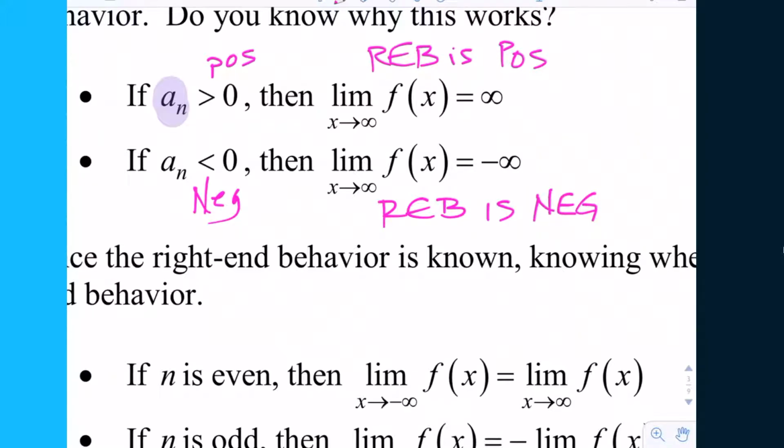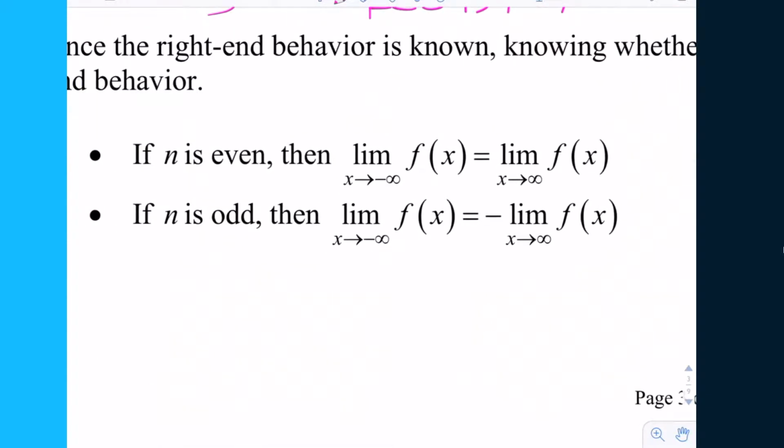So you don't actually have to worry about plugging in a representative type of positive infinity for x. Just look at the sign of the leading coefficient. But you've got to remember, it always gives you which end behavior? The right end behavior. Okay? Now, once you know that, then you can look at the degree to figure out the other end behavior.